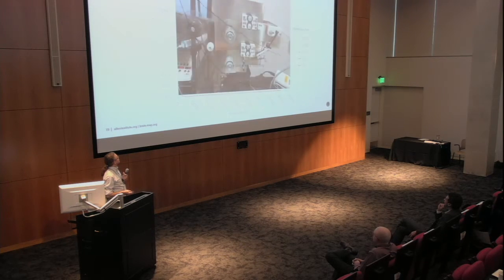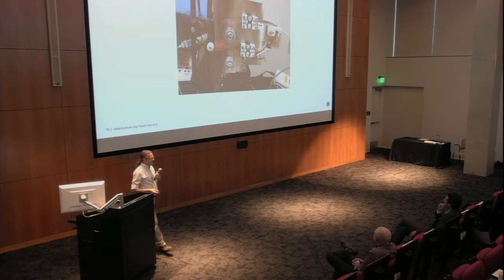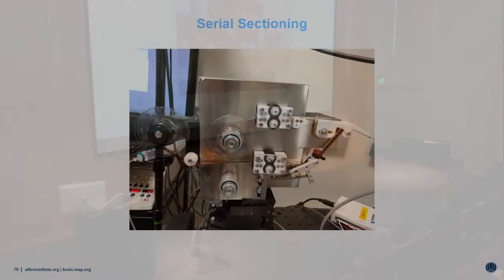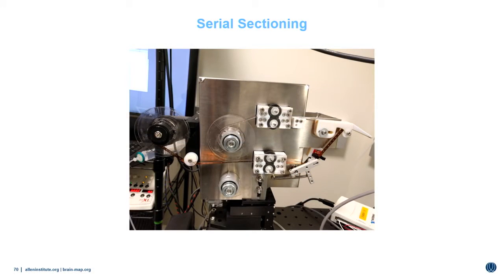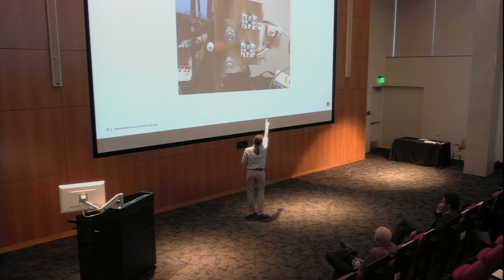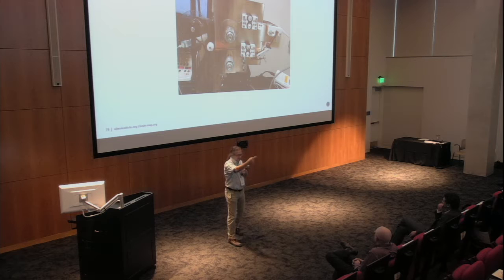Our primary strategy for doing this is to essentially make a reel-to-reel system to collect the sections onto tape. And this is what this reel-to-reel system looks like. I don't know if you can see the tape. It looks like an old cassette recorder, and that's essentially what it is. There's a little nose on the end that actually sticks into this little boat of water to collect the sections. It's like a little conveyor belt.